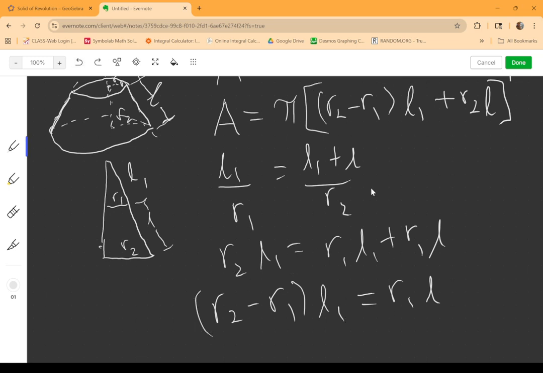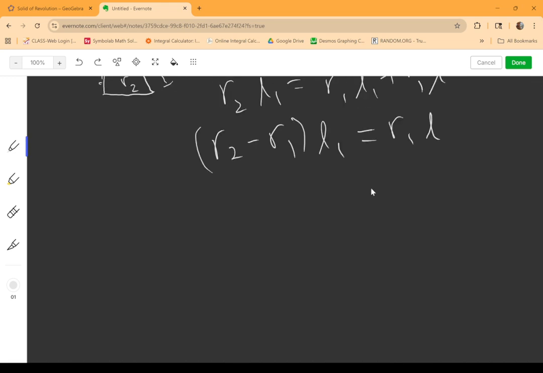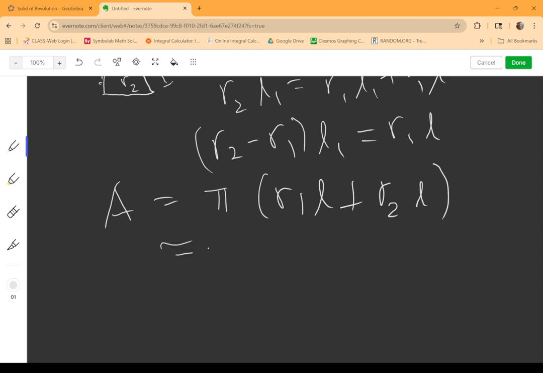Now substituting back into our area formula, we get area is equal to pi times R1 L plus R2 L. Factoring out the L, we get pi L times R1 plus R2.